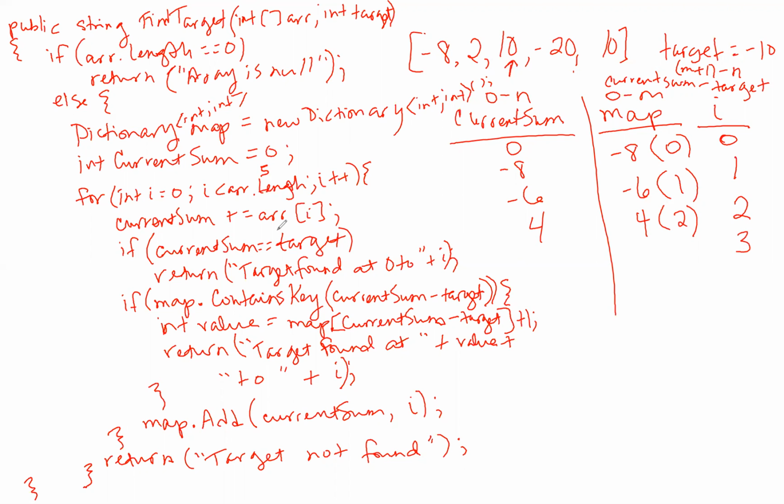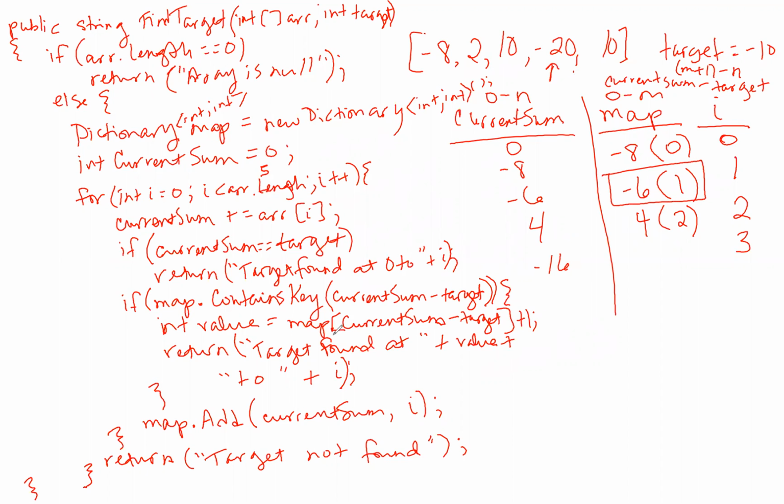So current sum is now looking at this -20. So -20 plus 4 is -16. All right, is -16 equal to -10? No, it's not. Does the map contain the key current sum minus target? So -16 minus -10 is -6. Let's look at our map. Yes, -6 is in the map.